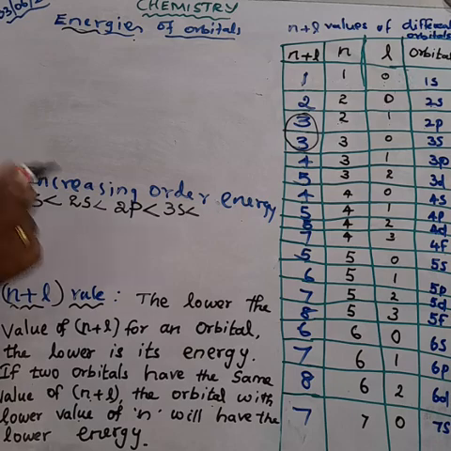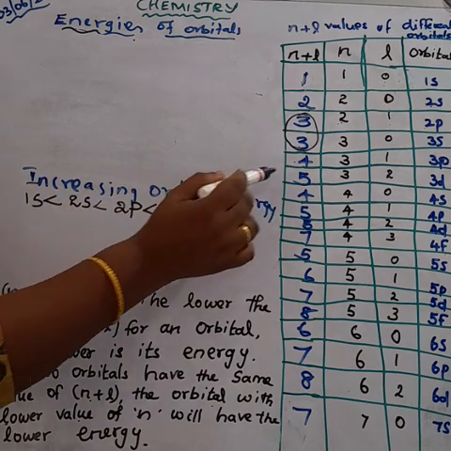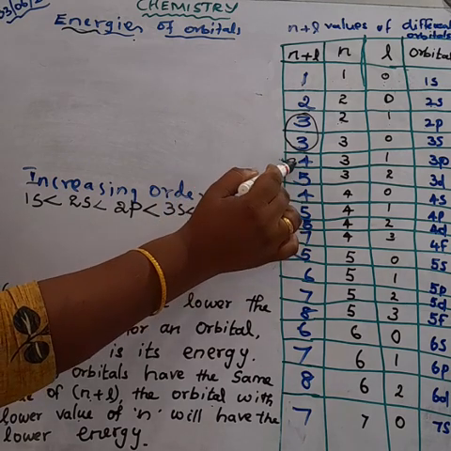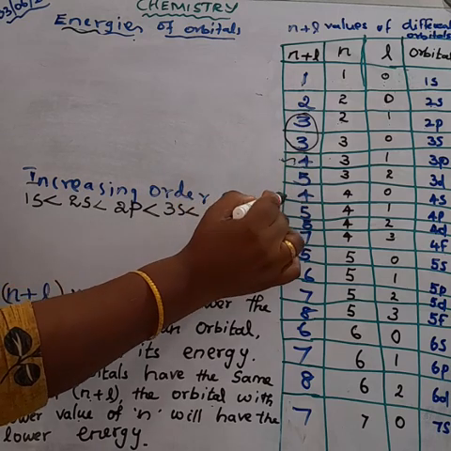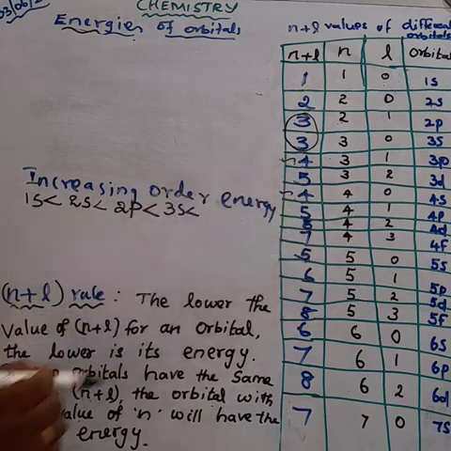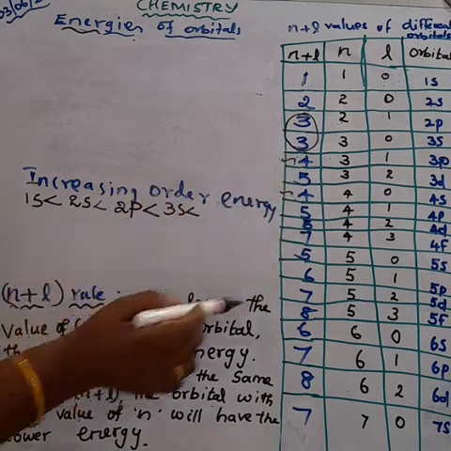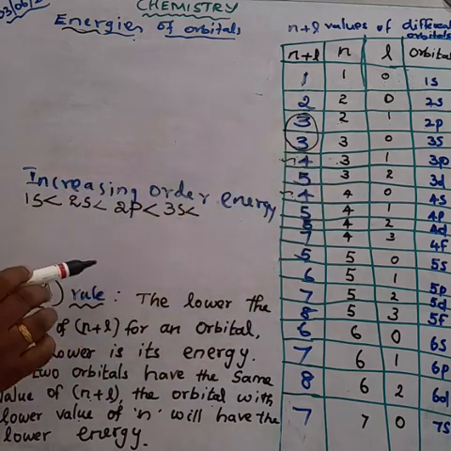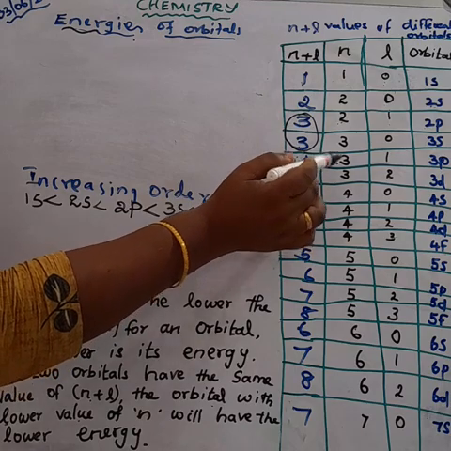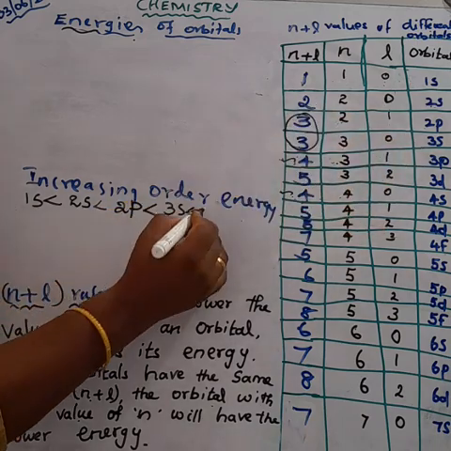the next n plus l value 4. Okay, 4. How many 4 values are there here? Here for this, n value 3, and after that n value 4, n plus l value 4. Two have the same n plus l value. So we take the lower n value first. You can check which one is the lower n value. This one is the lower n value 3, and here 4. So we take this 3. Okay, so orbital name 3p. So we can write 3p.